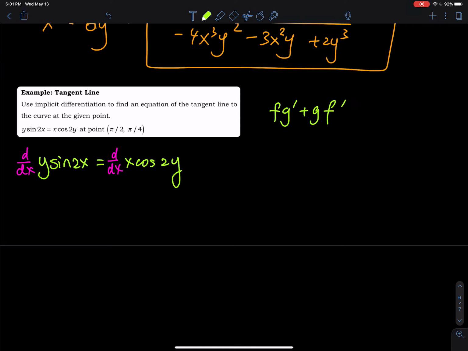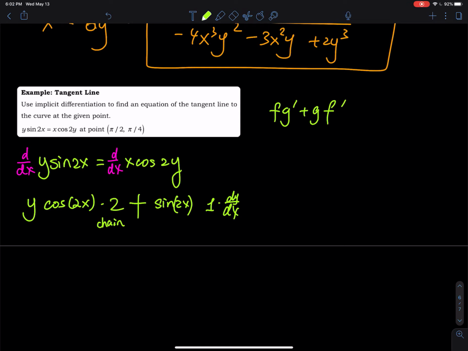So we have f times g prime, so that is cosine 2x. What else? Are we done? Nope. Cosine 2x times 2. Where did the 2 come from? The 2 came from the chain rule, because the derivative of 2x is 2. And then we have a plus for the product rule, g times f prime. Sine of 2x is g, and the derivative of f is 1, right? And then times dy/dx, because you are differentiating with respect to x, but you have a y, that's why you have to use implicit differentiation.